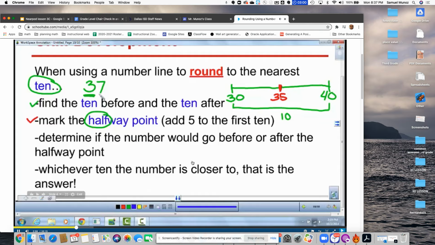Well, my original number is 37. 7, I know, comes after 5 when I'm counting. 1, 2, 3, 4, 5, 6, 7. So my number 37 is going to be about here. Just by looking at my number line, I can tell that the number 37 is much closer to my 10 of 40 than my 10 of 30. So I would say that the number 37 rounded to the nearest 10 would be 40.